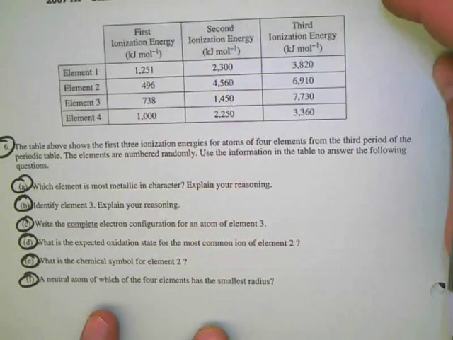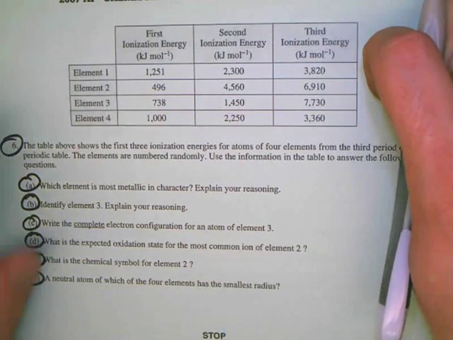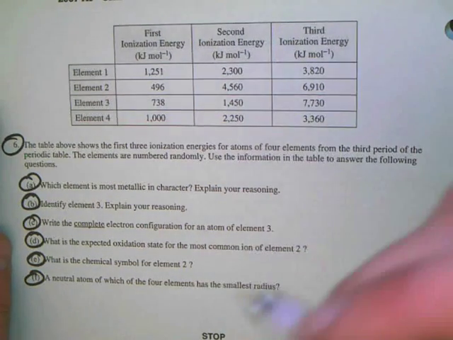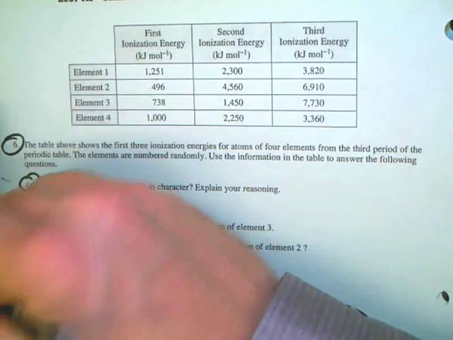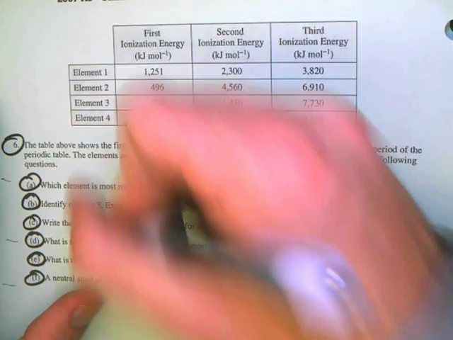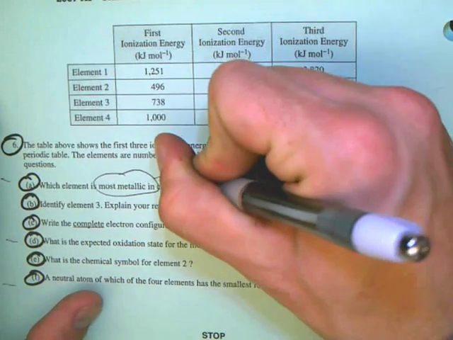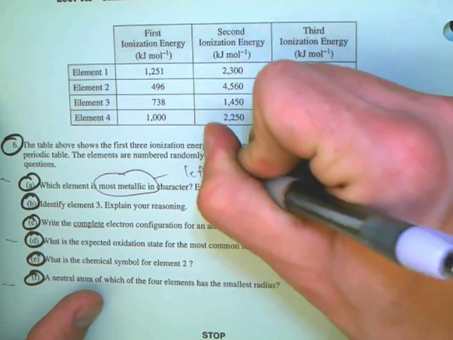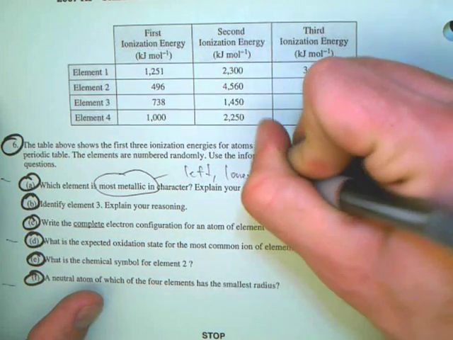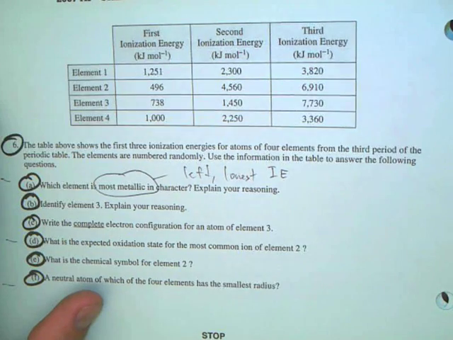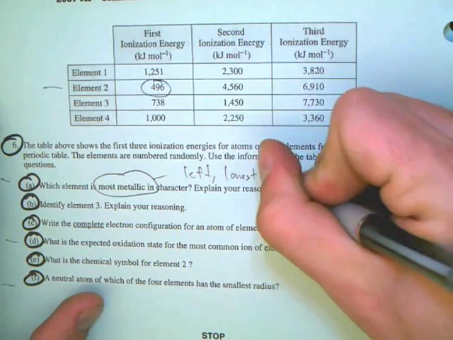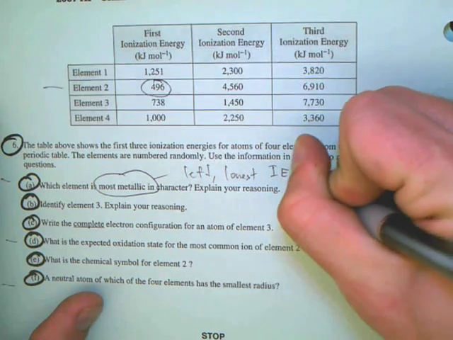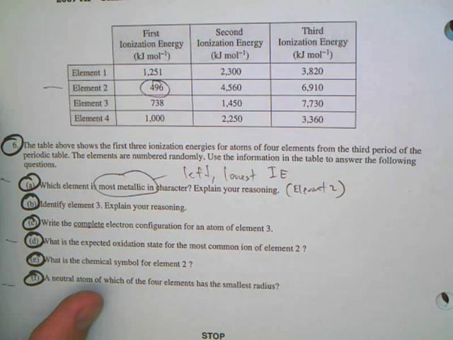Okay, guys, we're going to move over here to this next problem. In this next problem, what we're looking at is a chart, and in a chart, we're looking for jumps. In this, we're going to go A, D, and F. In A, which element is most metallic in character? That's most to the left, and that's going to have the lowest ionization energy. So when we look up here at the chart, the lowest ionization energy is element 2. So that's going to be element 2.